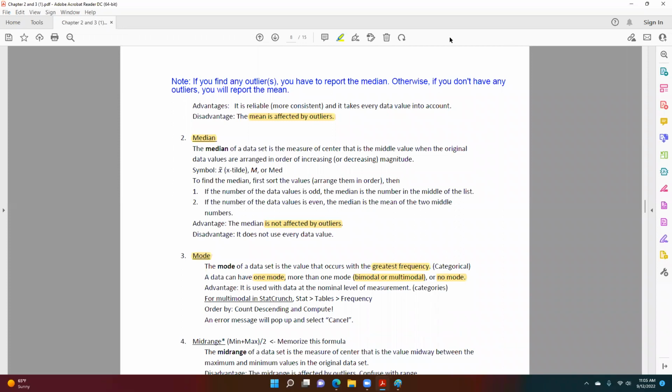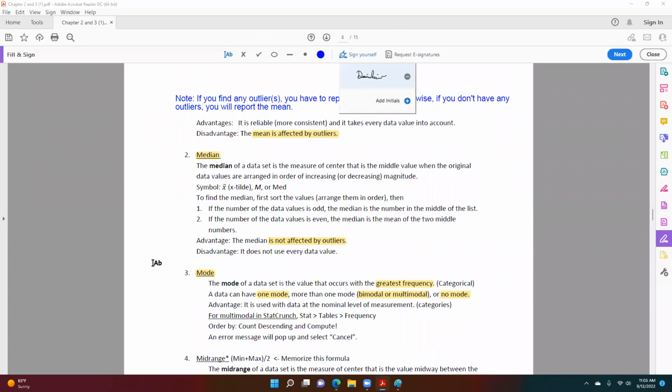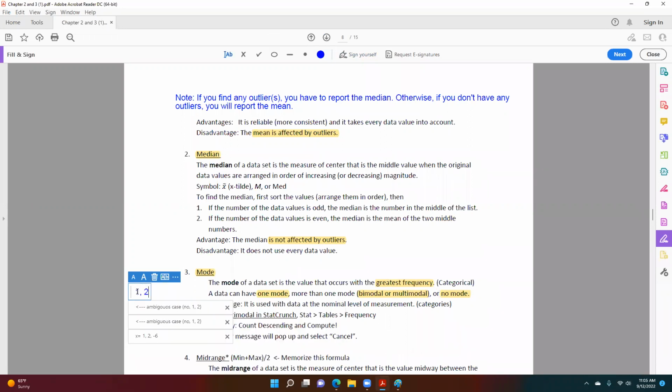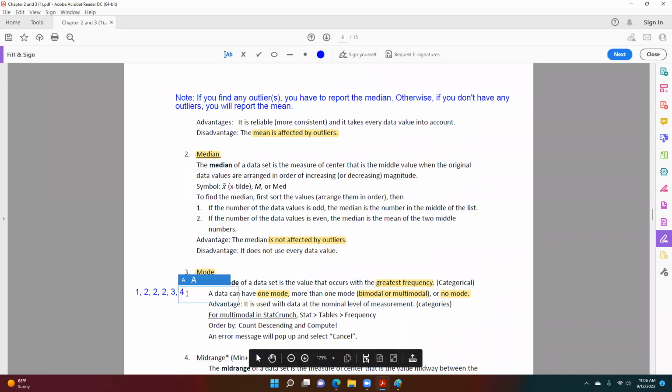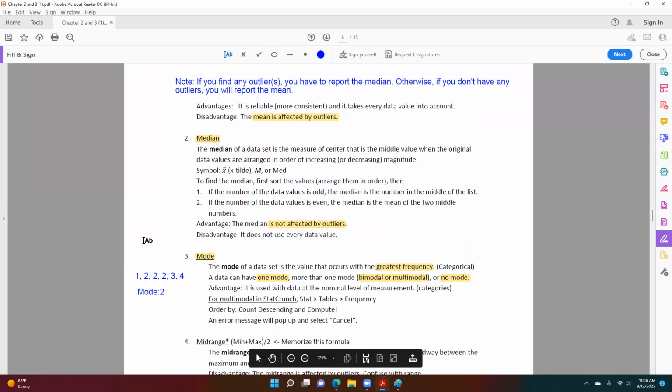Okay, let me show it to you. What is the mode in this case? For example, if your data set has these numbers, 1, 2, 2, 3, and 4, the mode in this case will be 2. The reason is that 2 occurs most frequently, meaning it came up the most times. This is what we call unimodal, because you only get one mode.